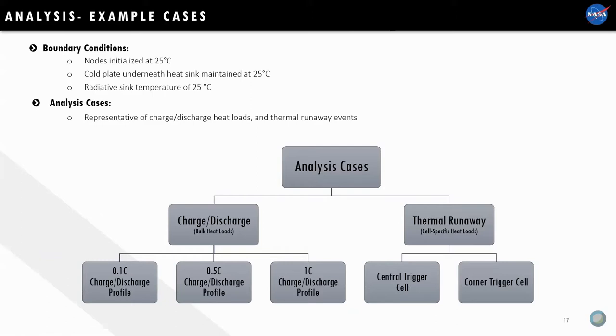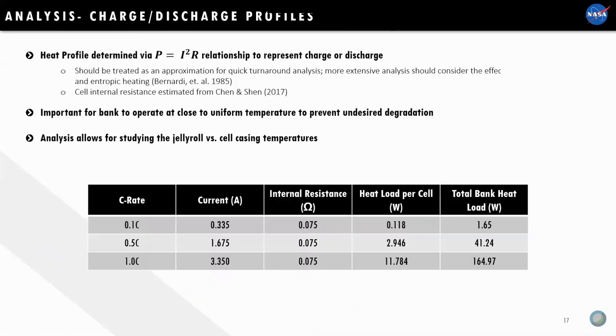For our analysis cases, we had two main groups. That's the charge and discharge group, again with the bulk heat loads, and then the thermal runaway cases, with the cell-specific heat loads. For charge and discharge, we did three different profiles: the 0.1C, the 0.5C, and the 1C charge and discharge profiles. And for thermal runaway, we did both a central trigger case and a corner trigger case, sorry about that.